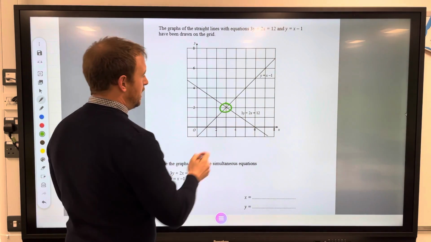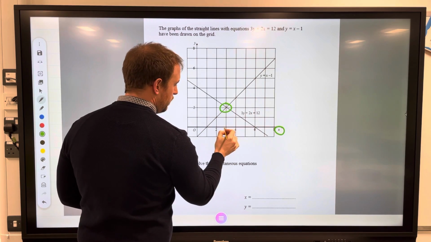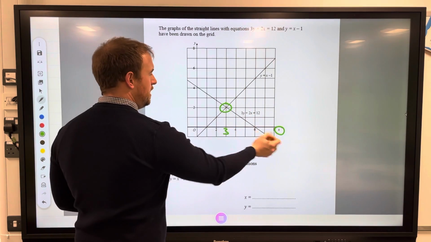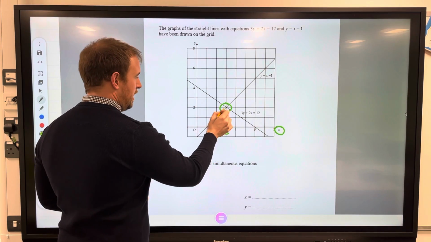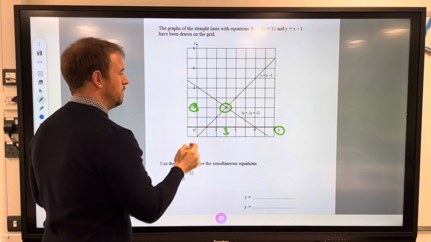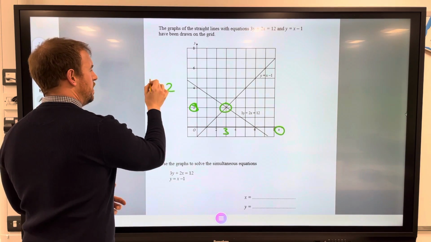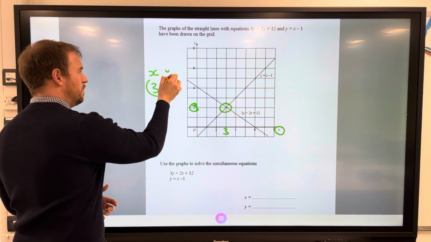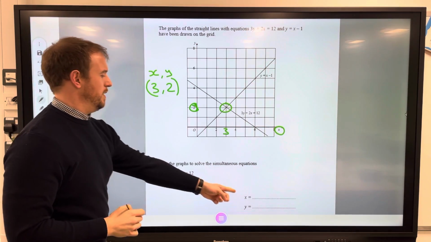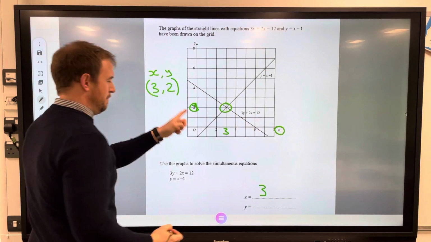At that point there, you can see on the x-axis, between 2 and 4 is 3. So you can see there, x is 3, and here y is 2. So when we write a coordinate, we write it x then y. So this one is the x value and this one is the y value. So x must be worth 3, y must be worth 2.